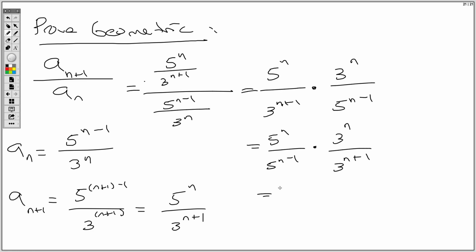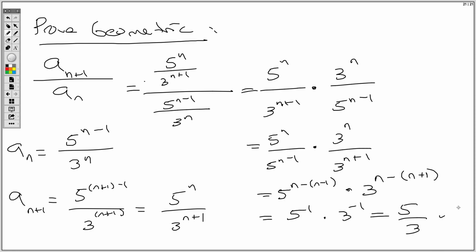Using properties of exponents, this would be 5 to the n minus the quantity n minus 1, times 3 to the n minus the quantity n plus 1. N minus n plus 1, that would give me a 5 to the first, times a 3 to the n minus n minus 1, 3 to the negative 1. And sure enough, we get back to 5/3. So that would be the formal proof that this sequence is geometric. You take the ratio of any two successive terms, and you get the same number, in this case 5/3.